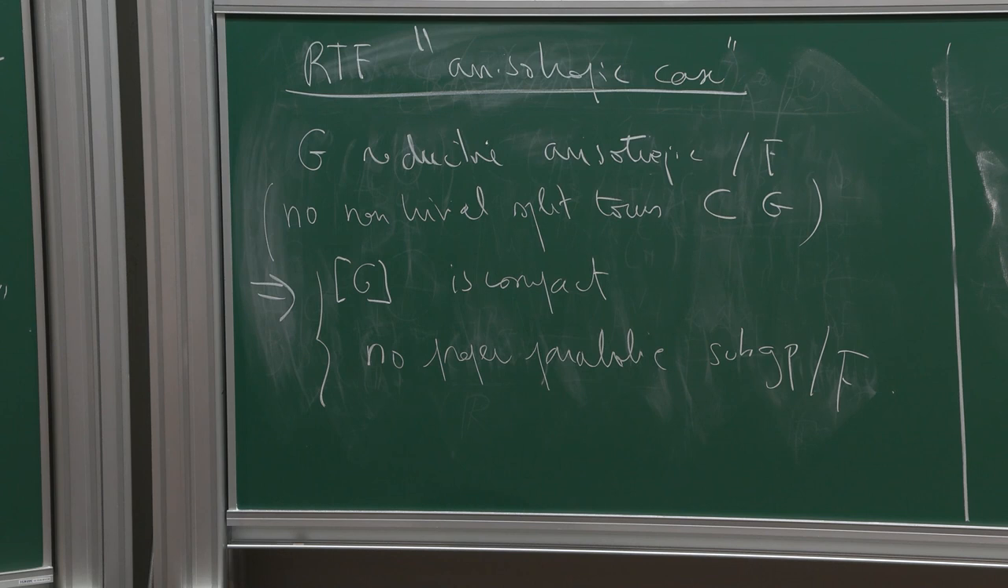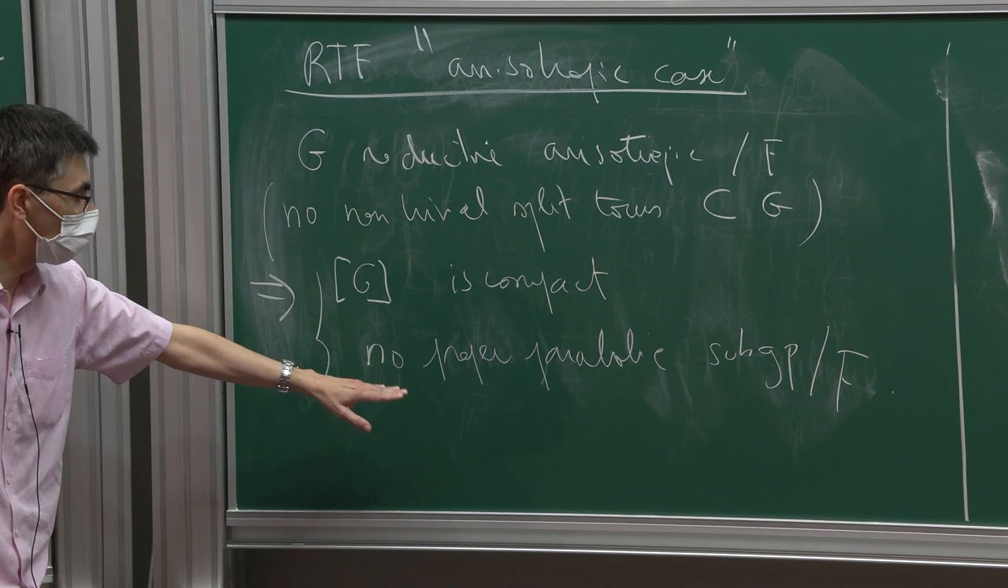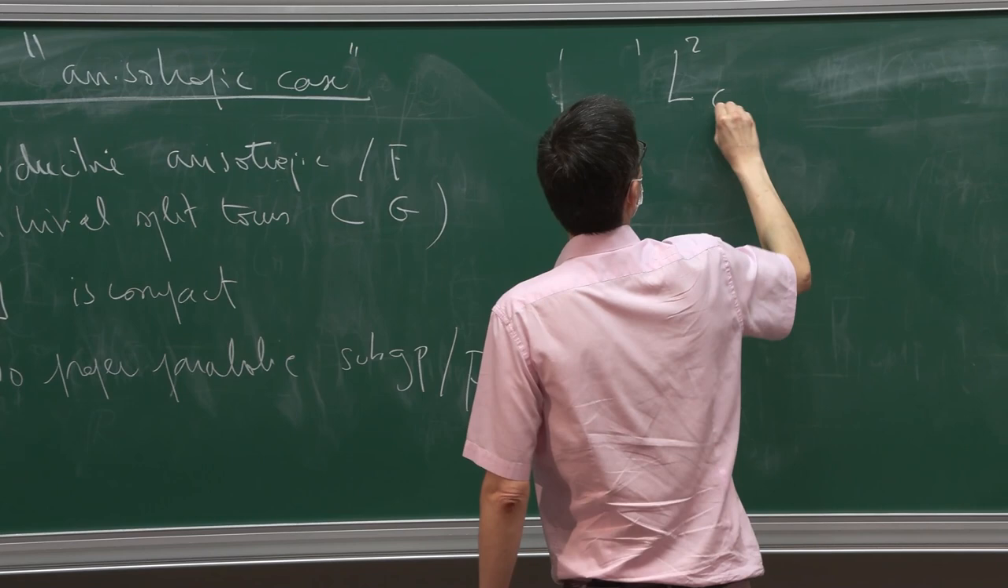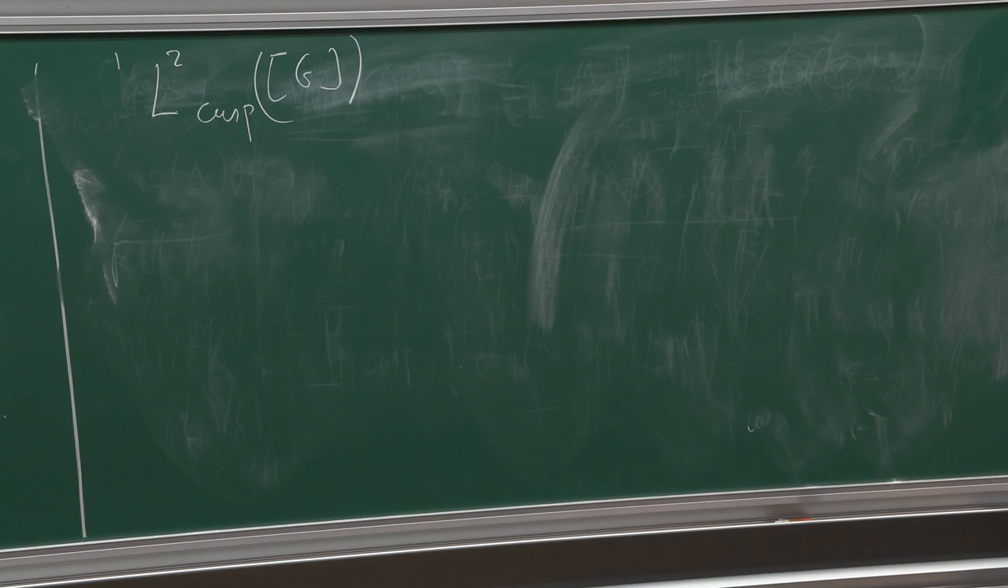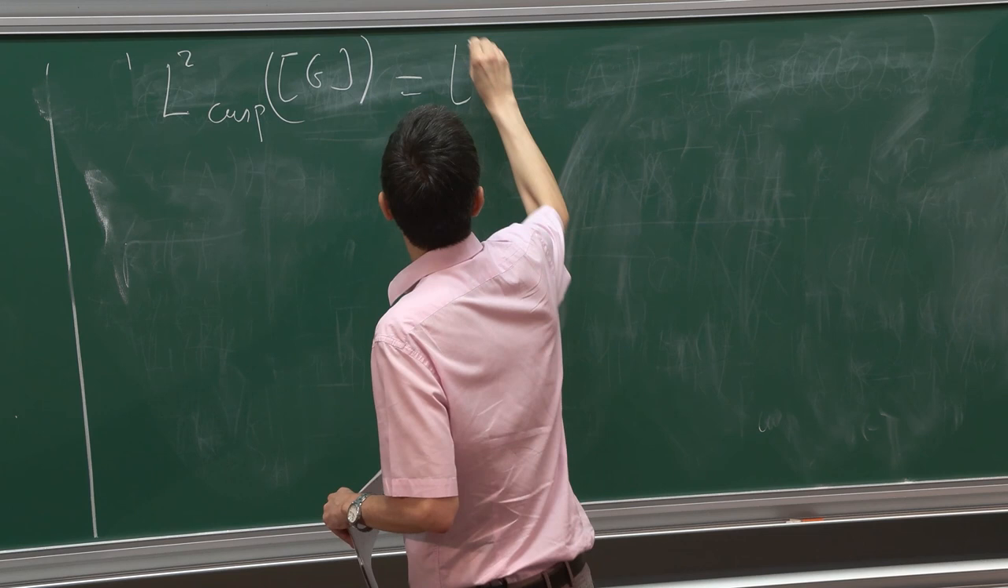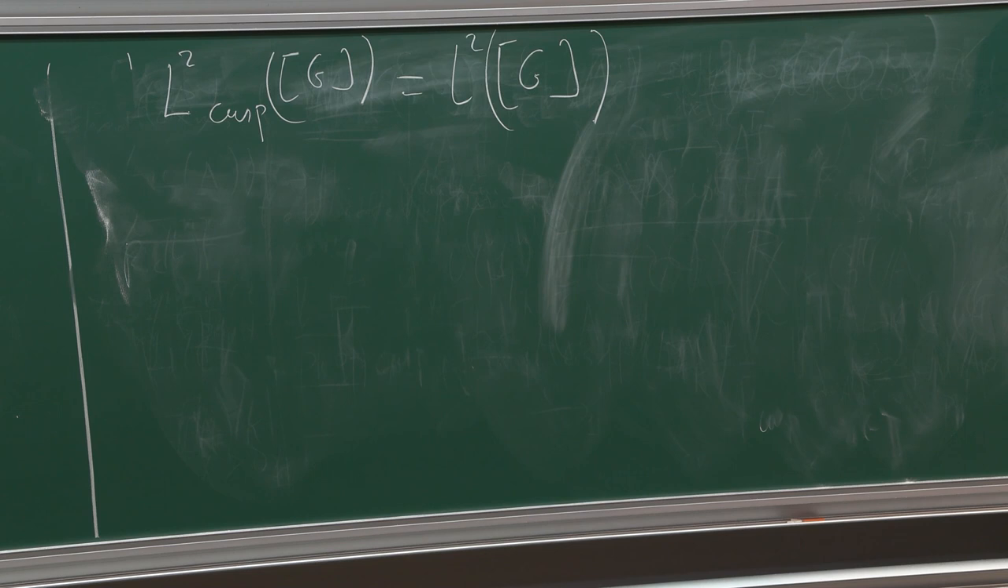So from the Langlands decomposition, this last assertion is particularly nice because you see that the cuspidal part of the spectrum is defined by a condition of a vanishing constant term attached to proper parabolic subgroups. So this condition is empty. And so the cuspidal part of the spectrum is the whole spectrum. So this is a real simplification.